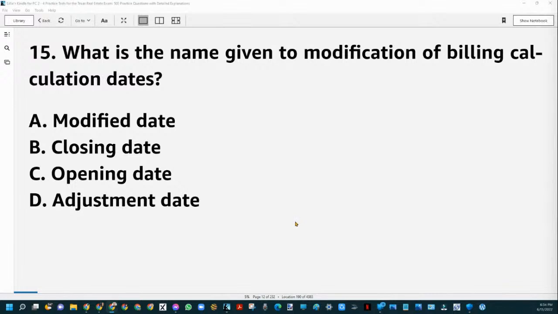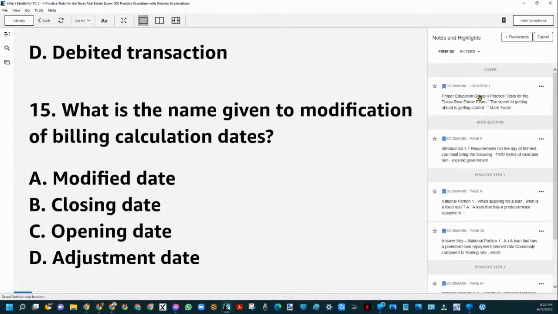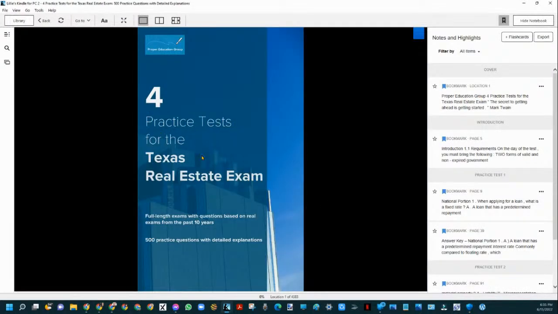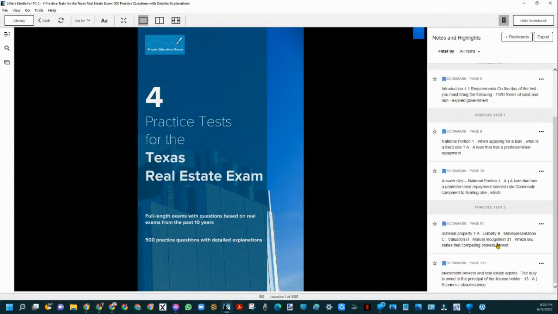Okay, so that's it for national questions. We are now moving into state questions. The book that we're using today for both national and state is this practice test for Texas. It was published this year, and even though it says Texas real estate exam, it has national questions. Almost every study prep book has national questions. Keep that in mind when you're attending my class.